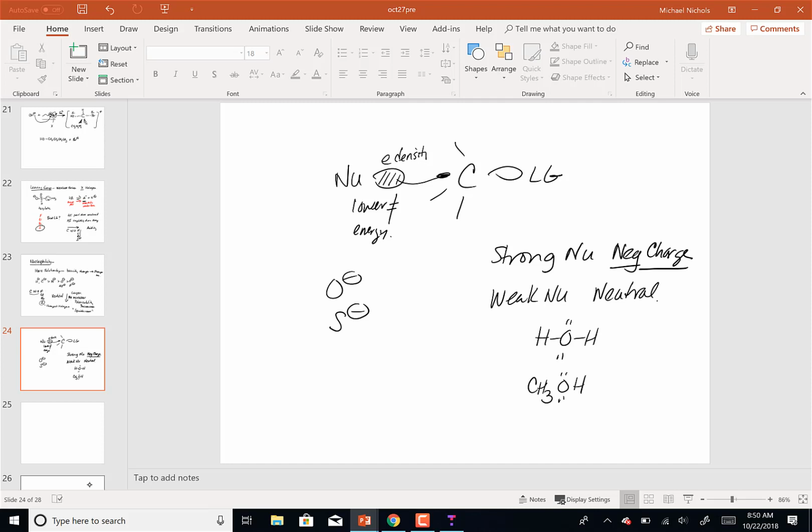So here's a couple of examples of weak nucleophiles. Water and alcohol are both examples of weak nucleophiles because they're neutral, but they still have lone pairs that they can donate from the oxygen. Okay. And these are weak nucleophiles. These are also then, they can become good leaving groups when I need them, which is going to be next time.